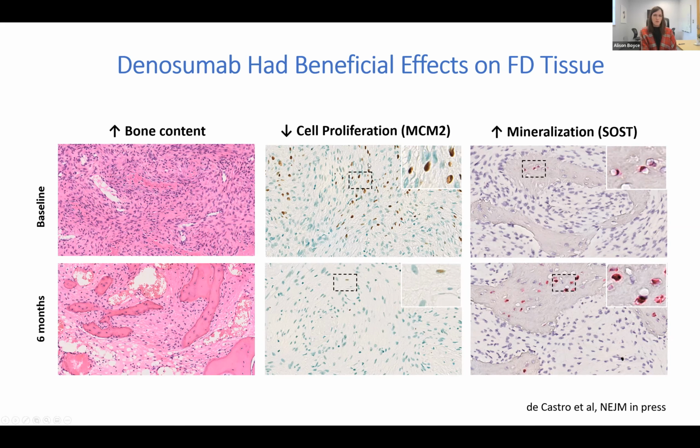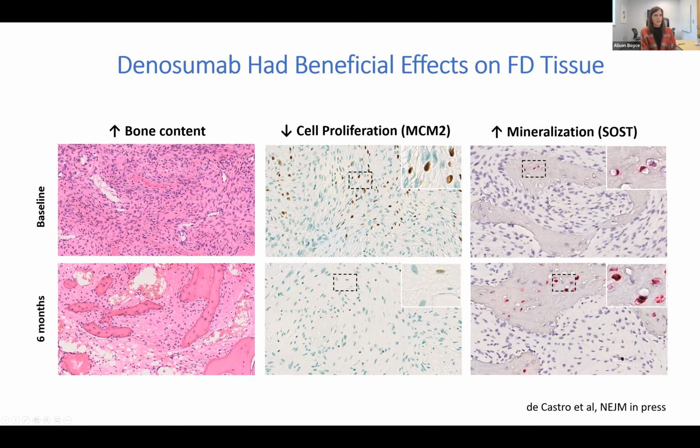We also saw that the FD cells were not proliferating as much. They weren't dividing as fast. We can see that here because we used a marker to stain for cell activity. So everywhere you see a little brown spot is a cell that's turning over and dividing and making more cells. And after denosumab treatment, there was much less cell division.